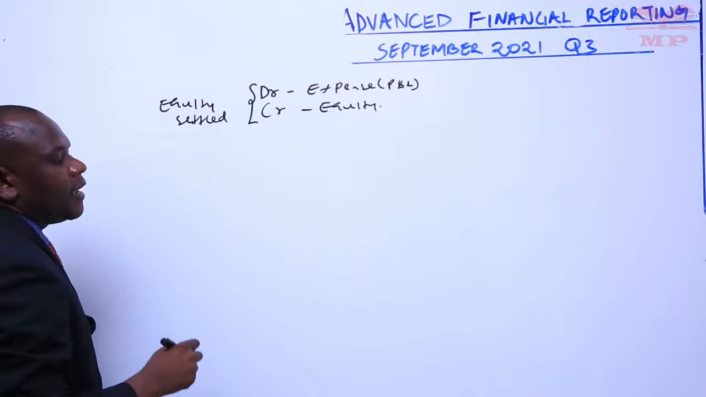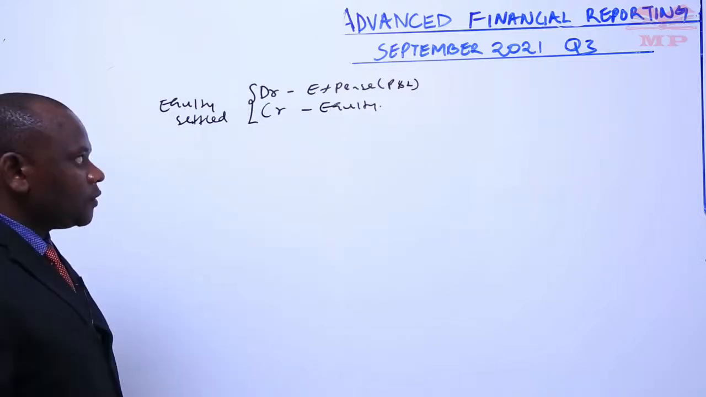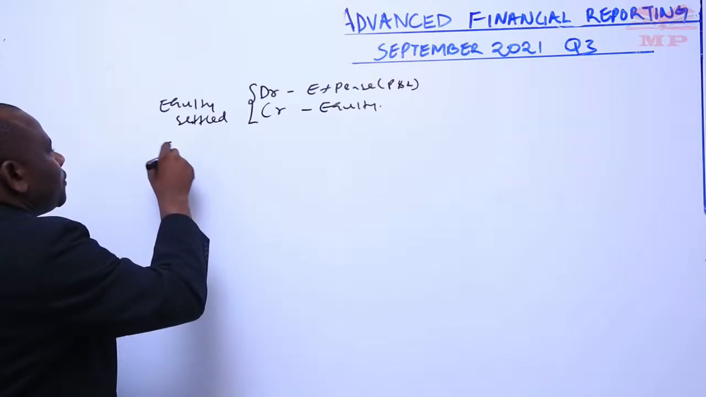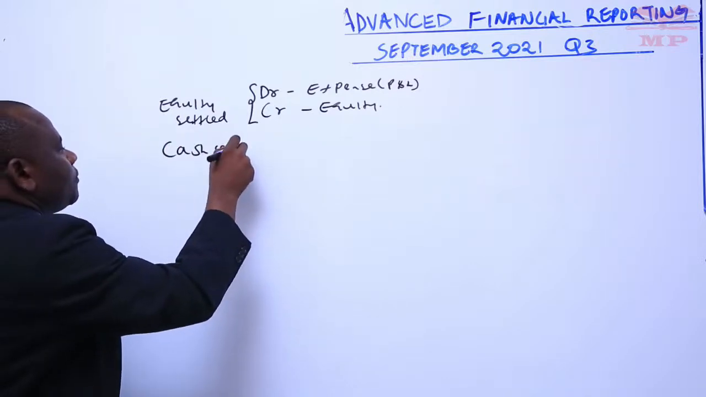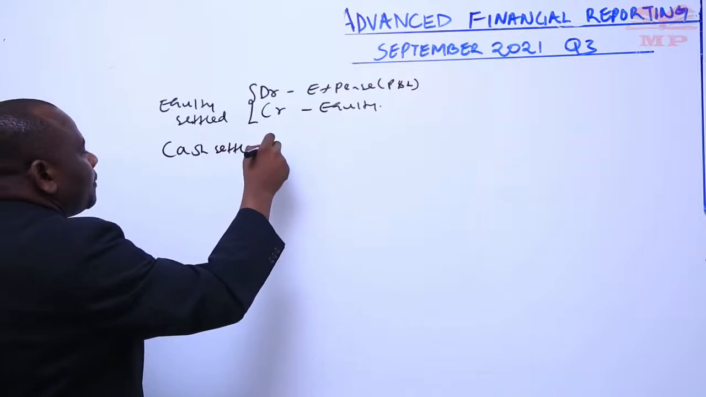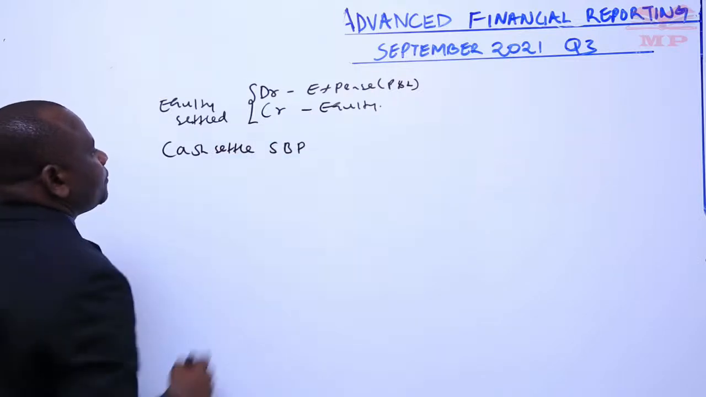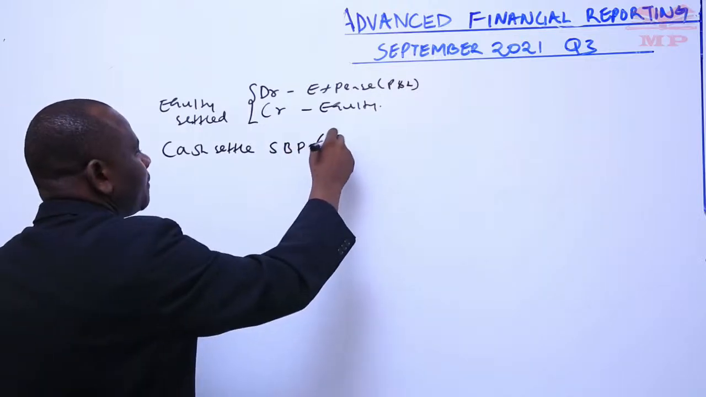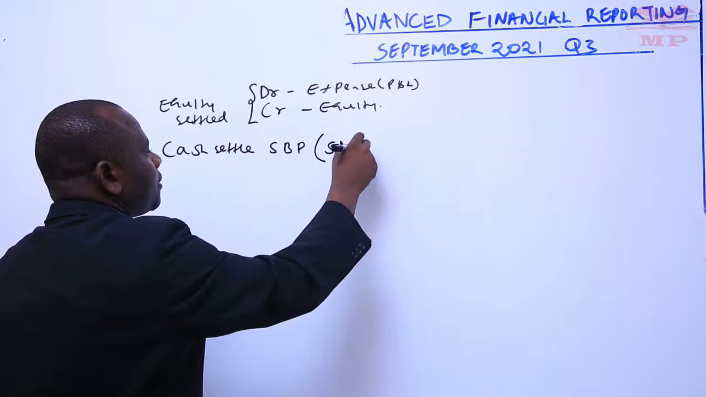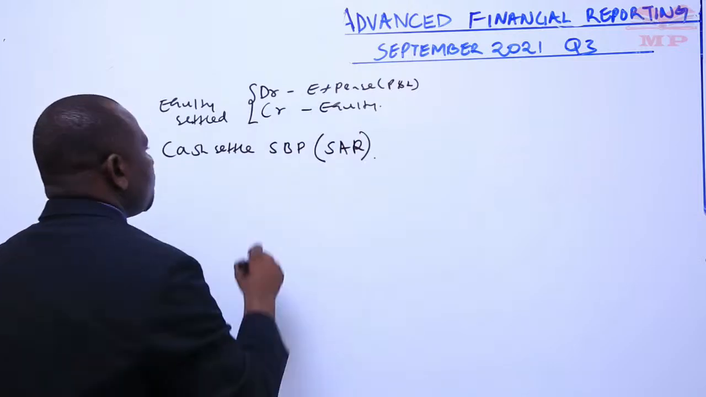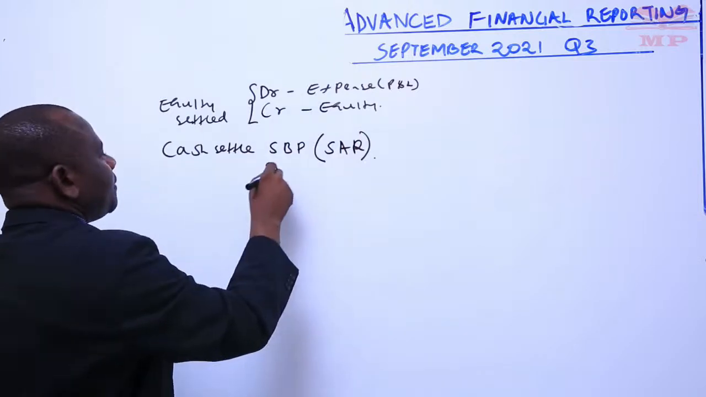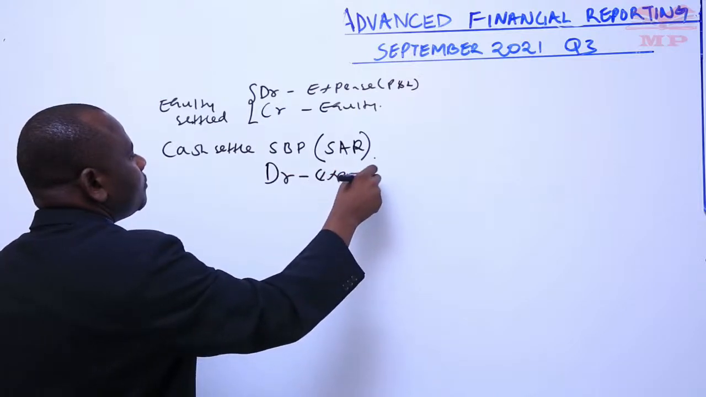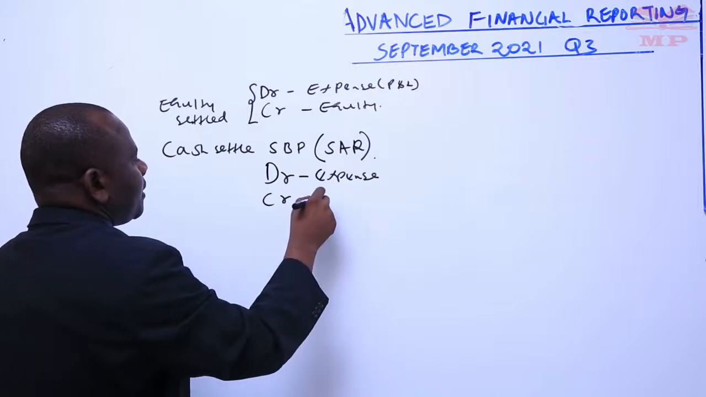This is equity settled, where employees are given the options, employee options. And then cash settled share-based payments, which are normally based on share appreciation rights. How do you account for that? We debit expense and credit liability.